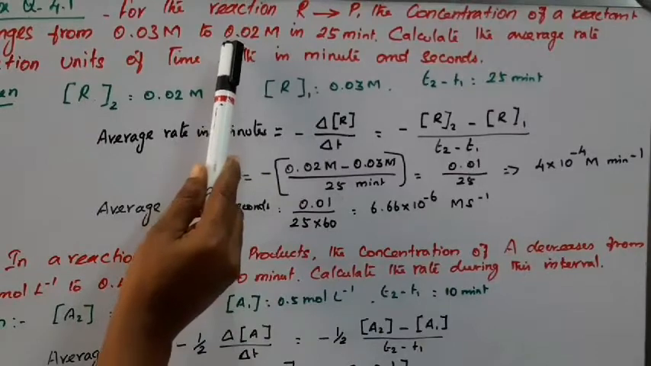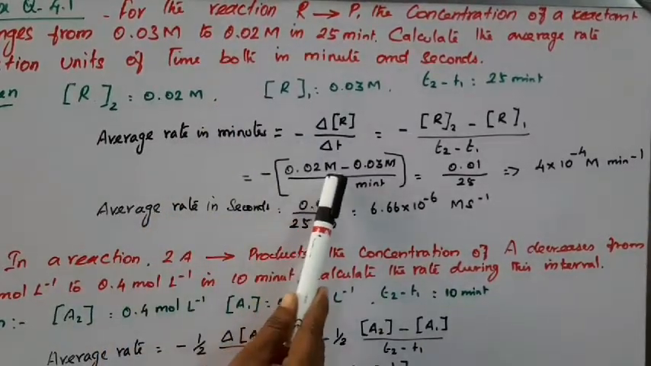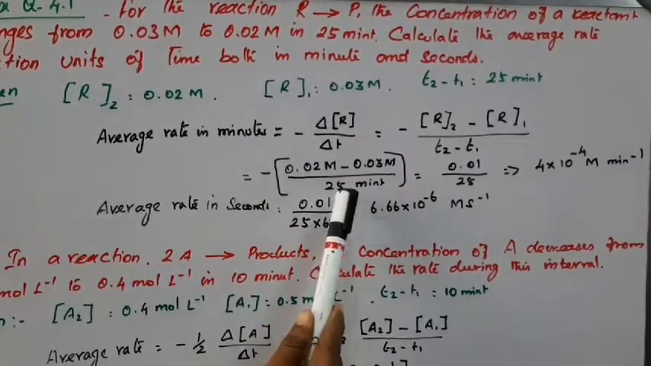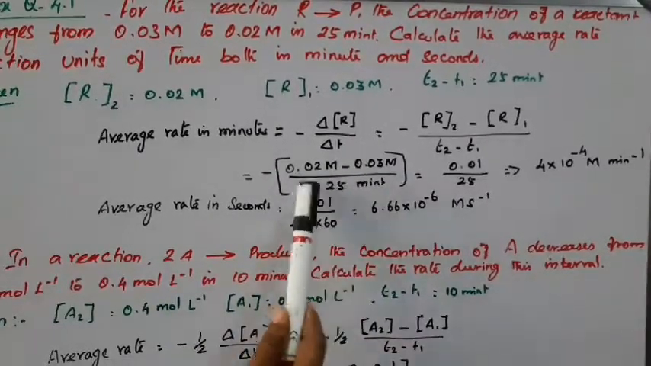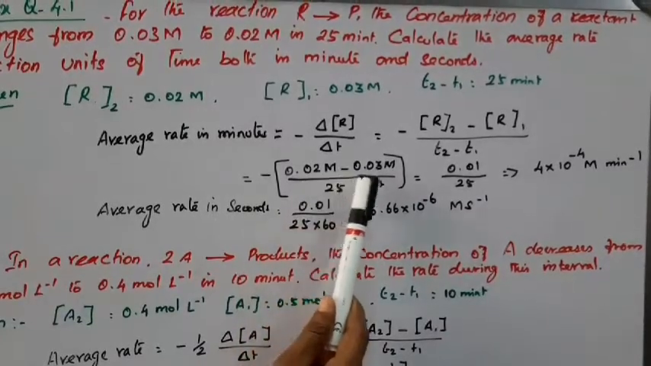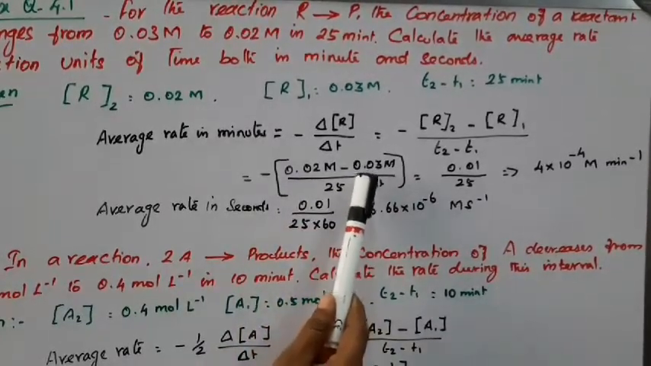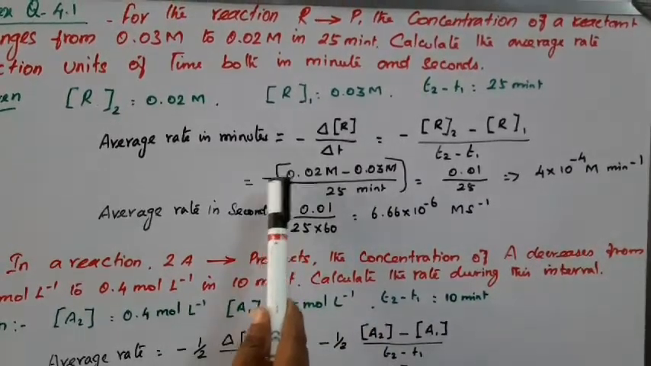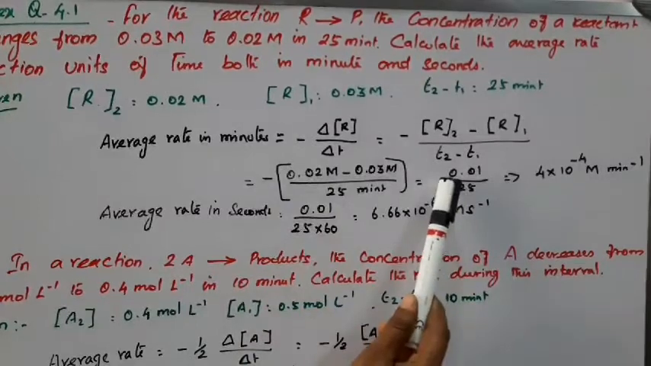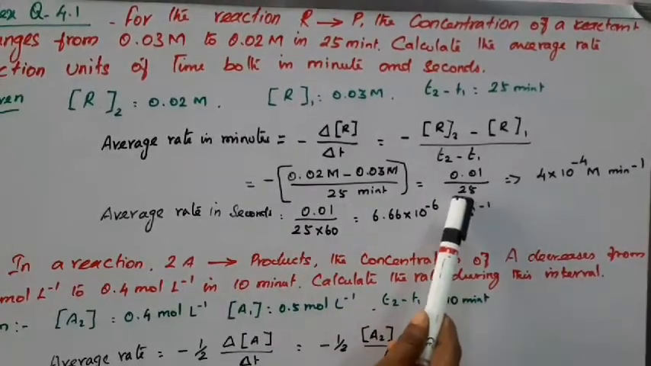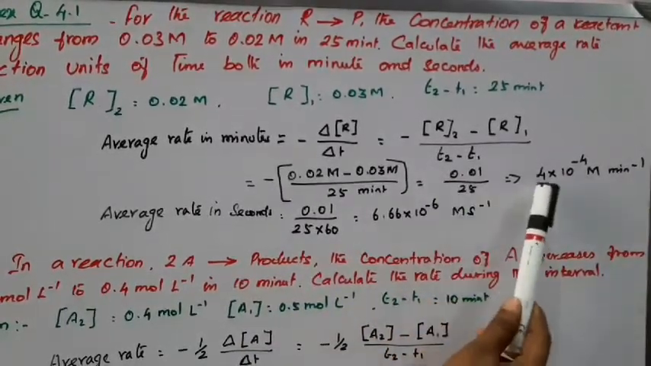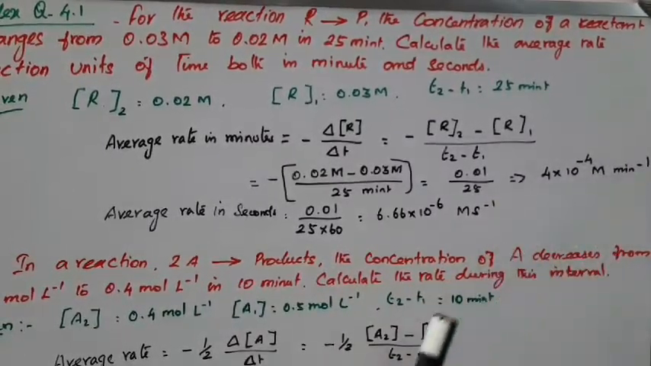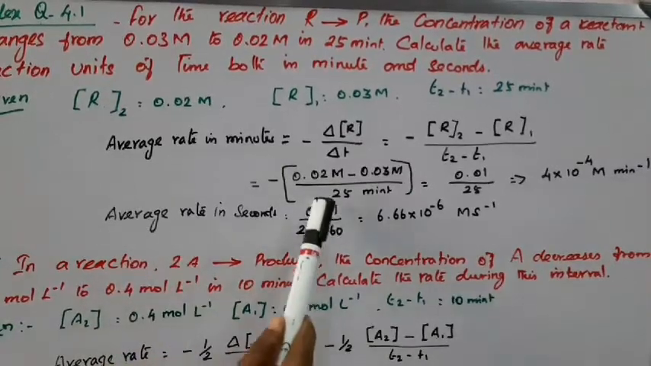Here, already given the minus, this is the R2 value, 0.02 molar, minus the R1 value, with respect to time, 25 minutes. So 0.02 minus 0.03 is minus 0.01. The overall minus sign is already there, minus into minus gives plus, so we get 0.01 by 25. On simplification we get 4 into 10 power minus 4 mole per minute. This is for minutes.